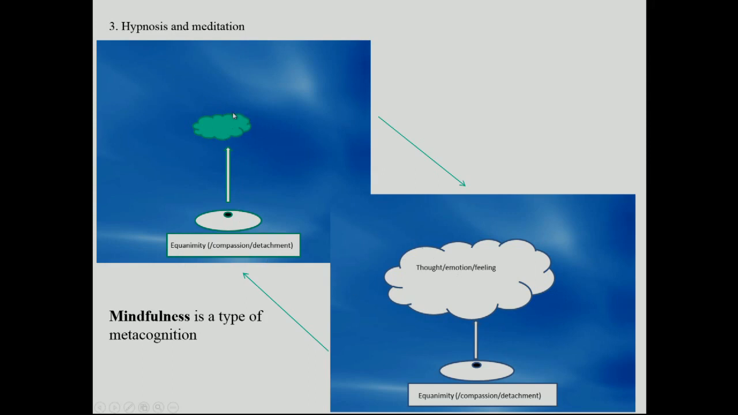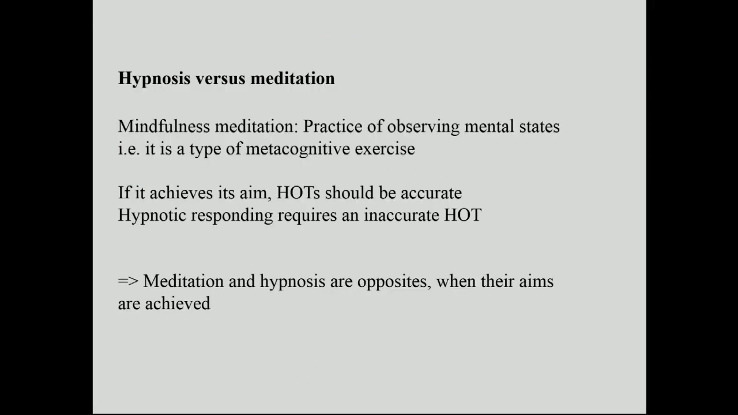So it involves higher order states, which you're meant to cultivate to be accurate. So you accurately notice when you're having certain states, which states trigger other states, in other words, which states follow other states, and how they come and go. So if it achieves its aim in doing that, the higher order thoughts should be accurate. That's what mindfulness is essentially about: accurate higher order thoughts.